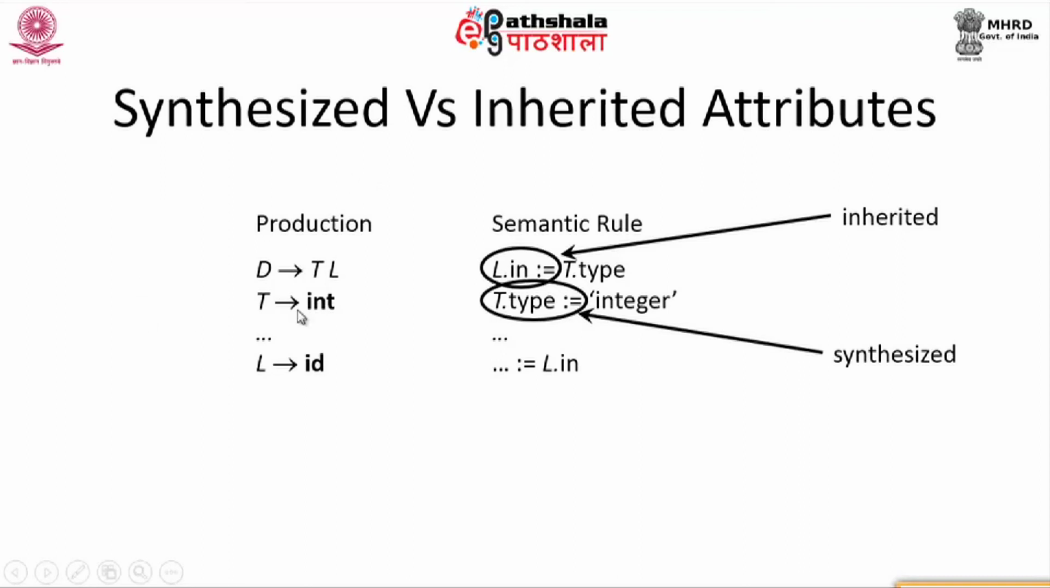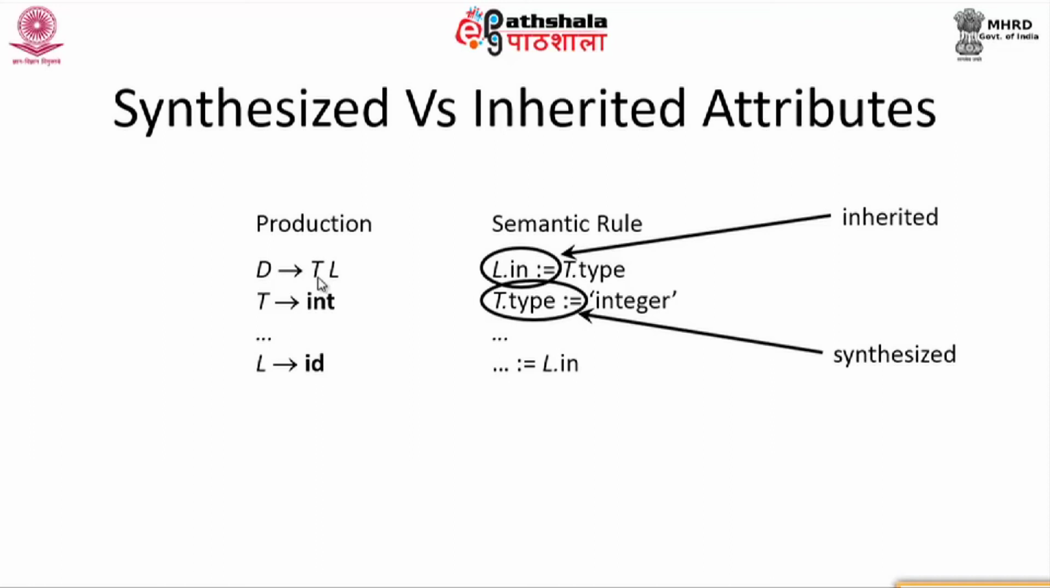Now, how do I write the semantic rule corresponding to this? L dot in is equal to T dot type. Here, in refers to the inherited attribute. So, this L depends upon the type of T. L is an inherited attribute because the attribute of L, the value of L, depends upon its sibling.